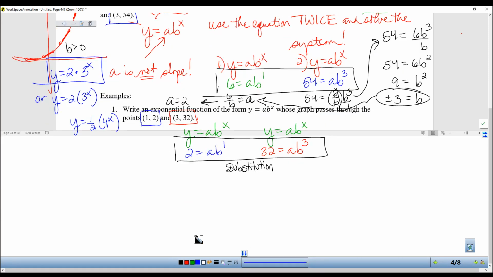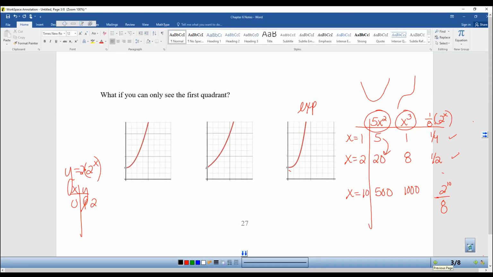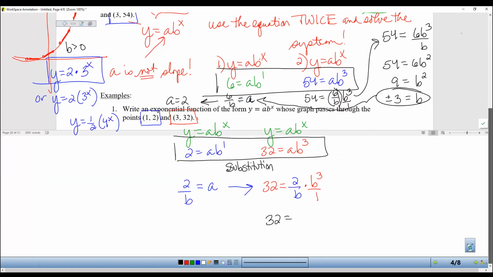I personally am going to choose to let a be equal to 2 over b. It would work to substitute in b is equal to 2 over a. So I'm going to put that in there, and that gives me 32 is equal to 2 over b times b cubed. Again, when you're multiplying a whole by a fraction, it's often easier to change it to a fraction times a fraction. And you could do it the way I did it last time, actually multiplying across, or you could cancel one of these with one of these, and that just gives you straight up 2b squared.